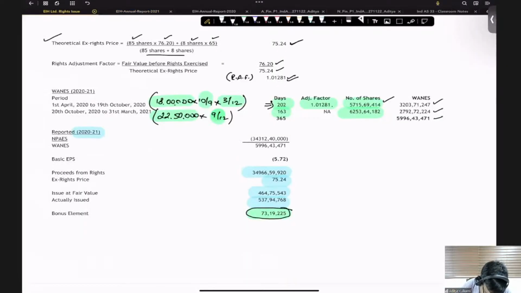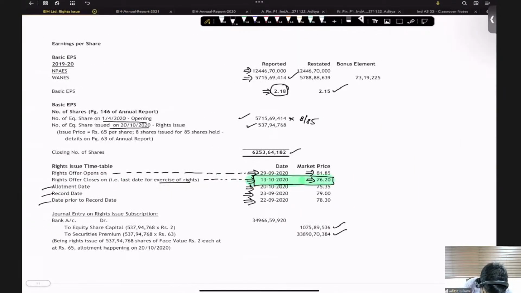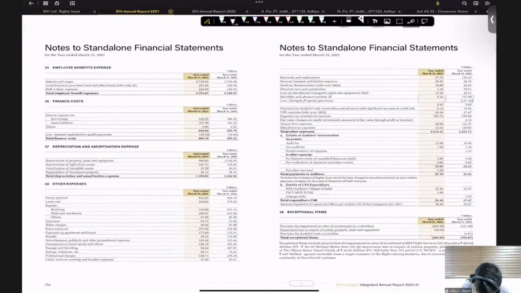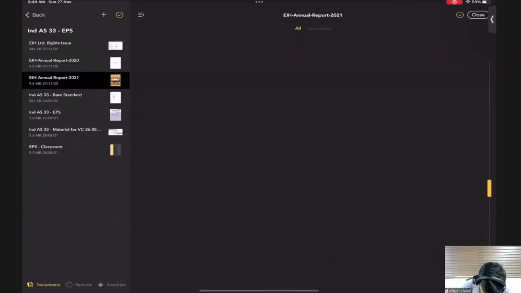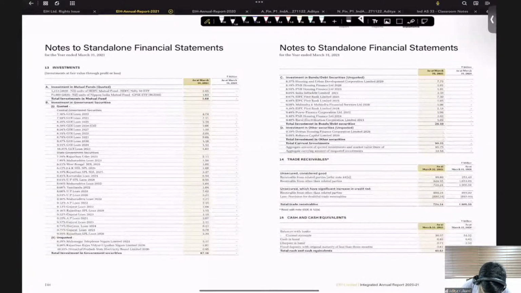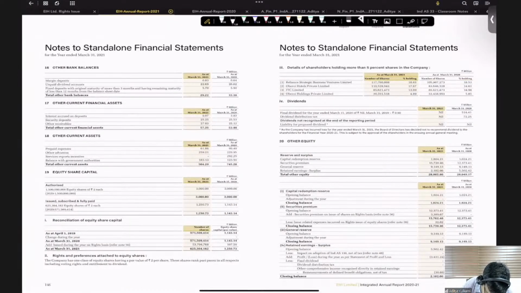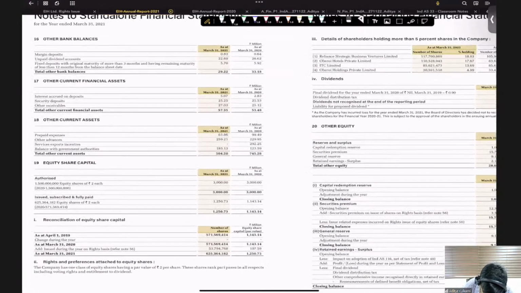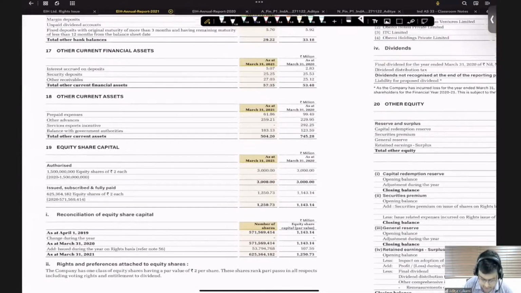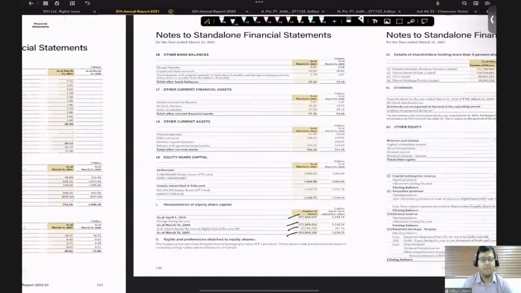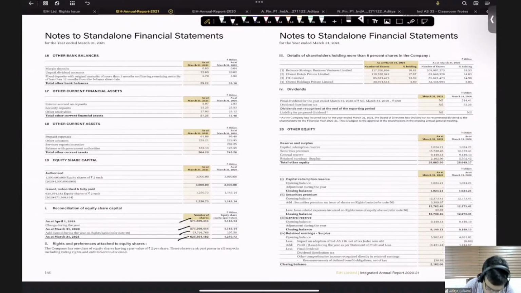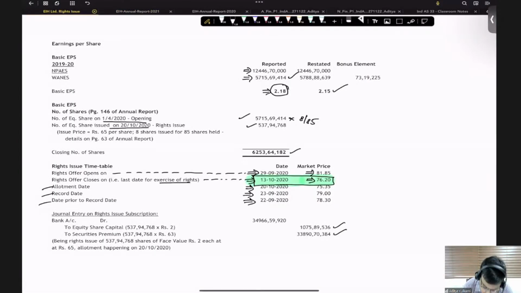Did I mention where is page 146 of the annual report? Page 146. That means these are the number of shares in the annual report. Here they have given the number of shares, so with that we have determined the EPS, and that is how they have actually done it. So in reality, this is how you calculate the earnings per share in the case of a rights issue.